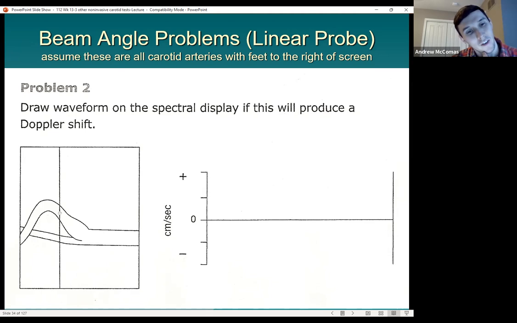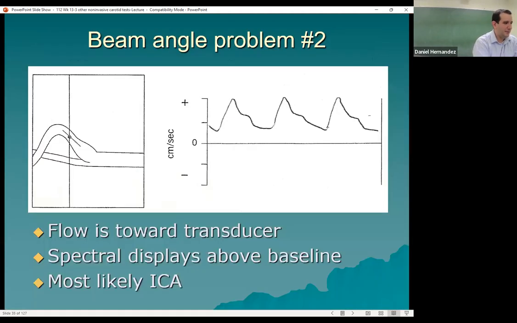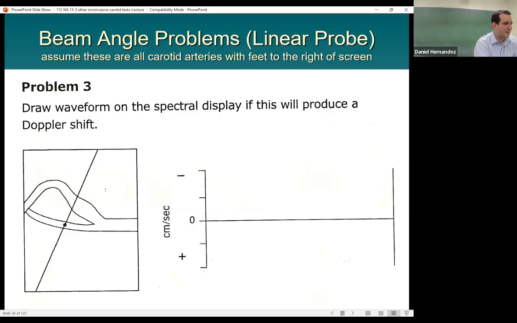So you have to always look at the orientation of your vessel. We're not 90 degrees to that vessel, so we're okay. It's going to be ICA. Looks like an ICA. So flow is towards the transducer. It's going to be above the baseline. Most likely the ICA.